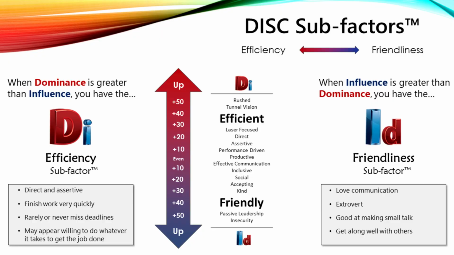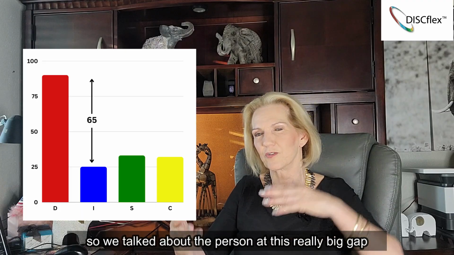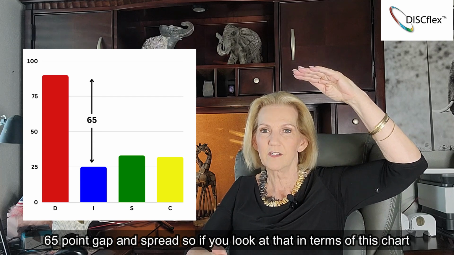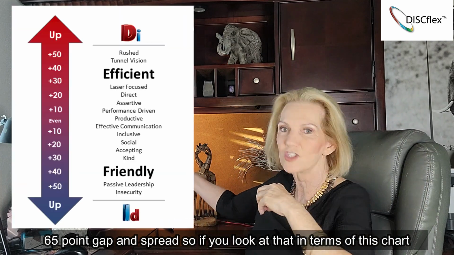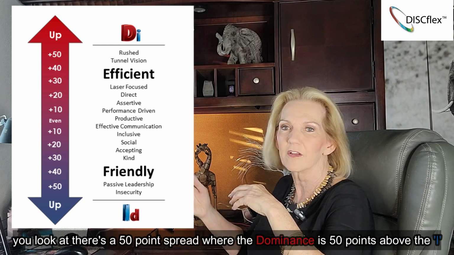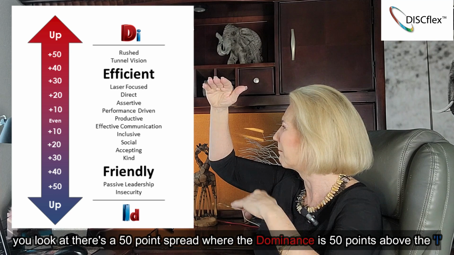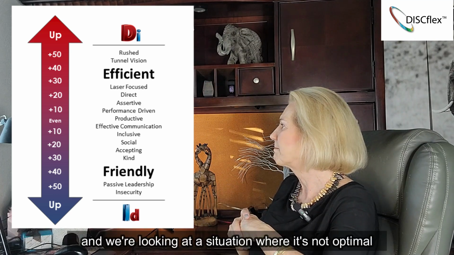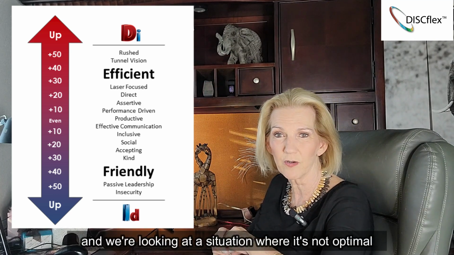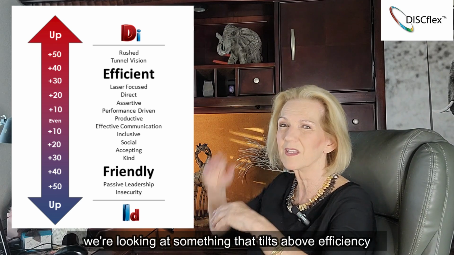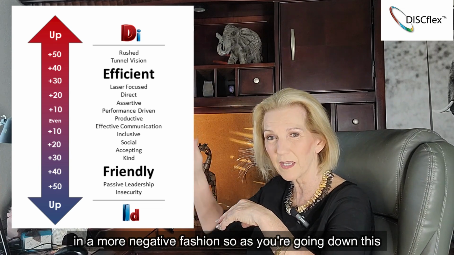So what we want to do is look at where this person really is on the spectrum, and have some coaching moments. So we talked about the person who had this really big gap, 65-point gap and spread. If you look at that in terms of this chart, there's a 50-point spread where the dominance is 50 points above the I. And we're looking at a situation where it's not optimal. We're not looking at efficiency anymore. We're looking at something that tilts above efficiency in a more negative fashion.